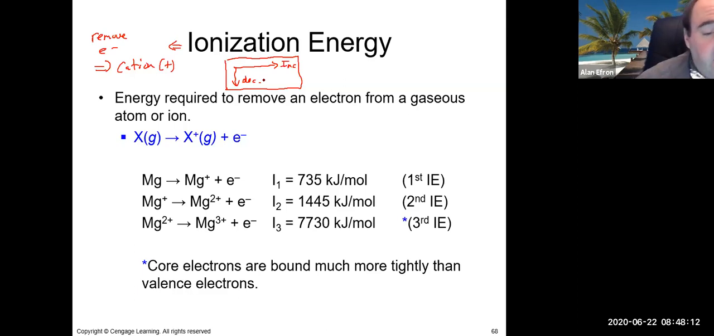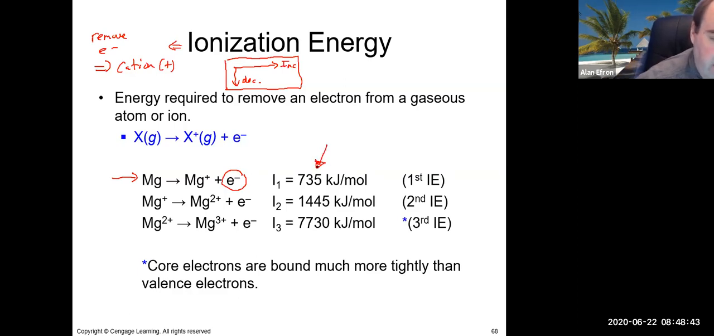Now, electrons actually do come off one at a time. So after, say, the first electron comes off, that's what's referred to as the first ionization energy. When the second electron comes off, that is the second ionization energy. The third ionization energy is when the third electron comes off. So again, they come off one at a time, and that's what's shown here. So magnesium with no charge, the first thing that will happen is it will lose an electron.